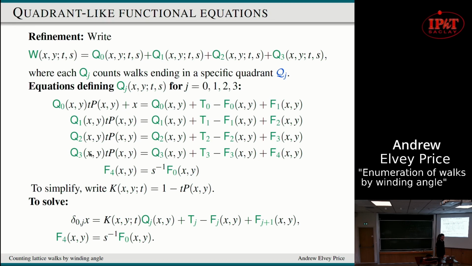And so this is our system of equations. We can slightly simplify it by writing the kernel as 1 minus t p, so as to collect the factors of q, which is sort of the most complicated bit. And so then we just need to solve these equations. Okay, so the first of these being for the 4 different values of j, this is all 4 of these equations.